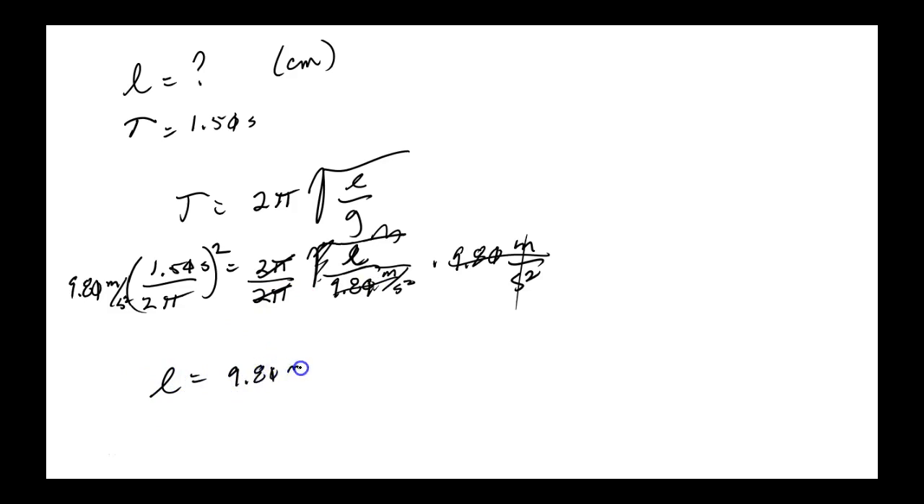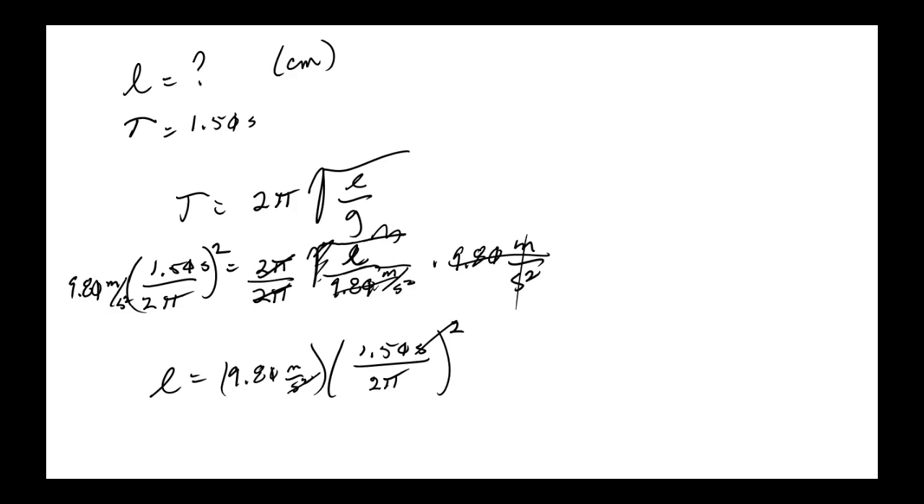That would give us L is equal to 9.80 meters per second squared times 1.50 seconds over 2 pi, but you're going to square that. Now notice what happens to your units. 2 pi has no units, but this does. When you square this, you're going to get seconds squared, and down here you get seconds squared. You're going to wind up with meters, which is exactly a good unit for length.